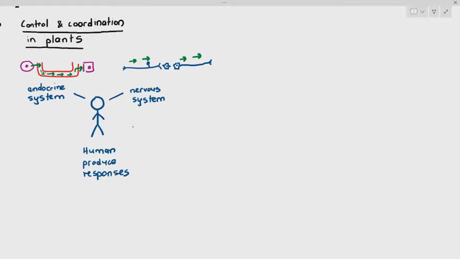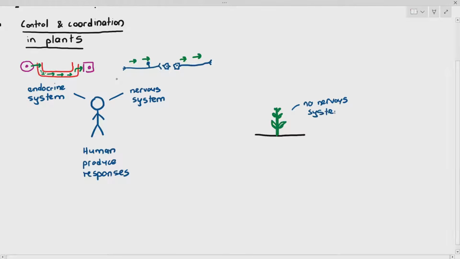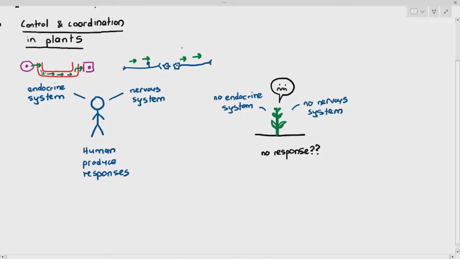So what we have to cover right now is about plants, because here's the thing, plants do not have an endocrine system. They don't have a nervous system like humans do. So does that mean that plants are cursed to not produce any responses whatsoever? The answer is no, because plants themselves are able to produce responses depending on the situation. For example, if you touch a particular plant called the touch-me-not plant, it will close.